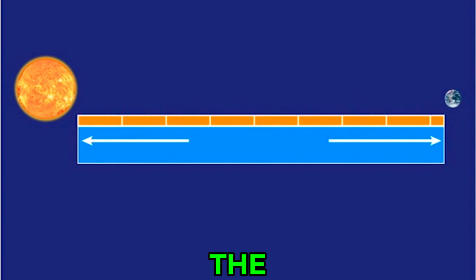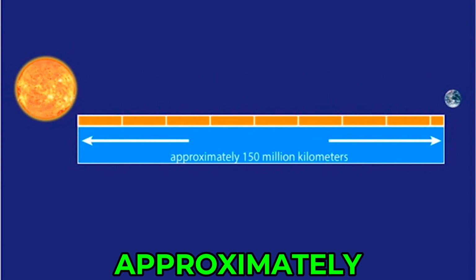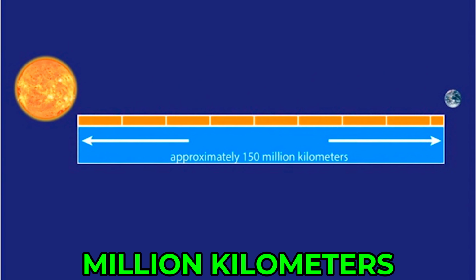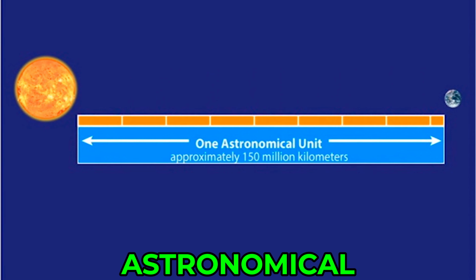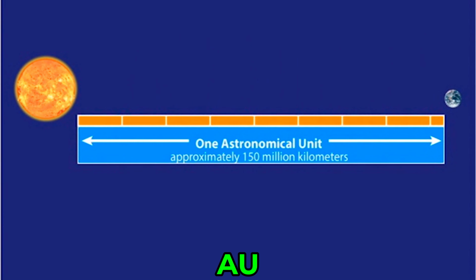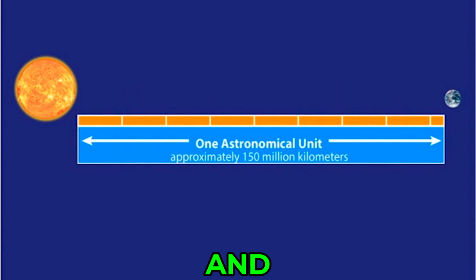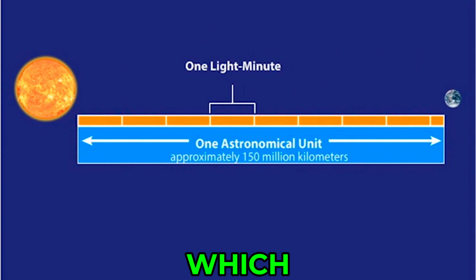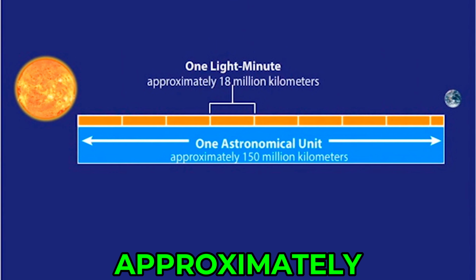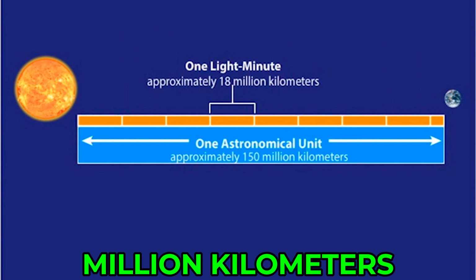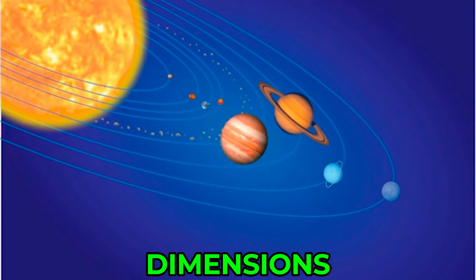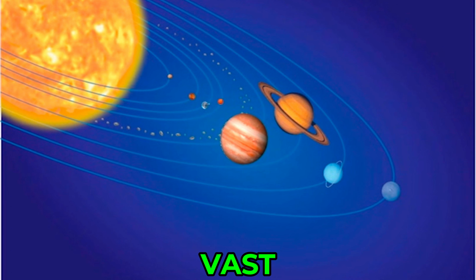The distance between the Earth and the Sun is approximately 150 million kilometers, or 1 astronomical unit, AU. Scientists use astronomical units to measure and describe distances in space. Another measurement is called a light minute, which is the distance light travels in 1 minute, or approximately 18 million kilometers. The dimensions of our solar system are vast.